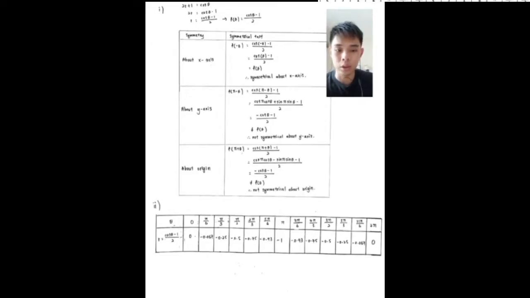For the symmetry test about the x-axis, we use f negative theta, and it is equal to f theta. So it is symmetrical about the x-axis. About the y-axis, we use f pi minus theta, and it is not equal to f theta. So it is not symmetrical about the y-axis. About the origin, we use f pi plus theta, and we get it's different from f theta. So it is also not symmetrical about the origin.